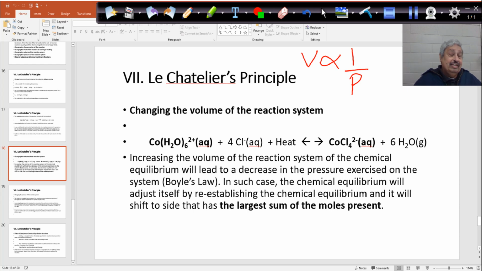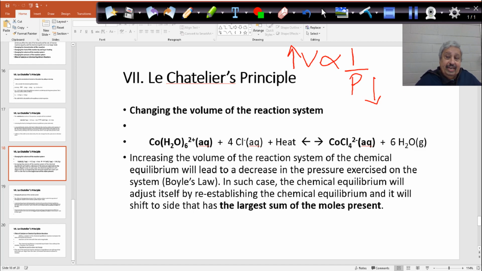If I increase the pressure, the volume will decrease, and vice versa. So one goes up, the other goes what? Down. They are not going in the same direction. One is going up, the other one will go down, the opposite direction. If you increase the volume, the pressure will go down. If you decrease the volume, the pressure will go up.